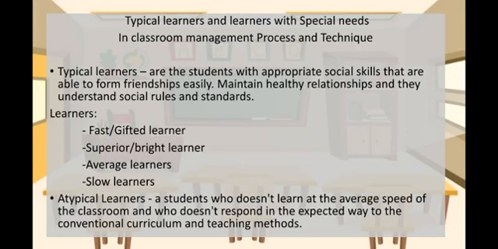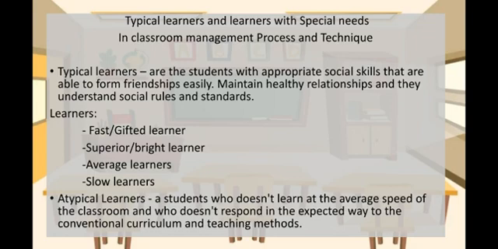Typical learners and learners with special needs in classroom management process and technique. First is the typical learner. So what is the typical learner? Typical learners are the students with appropriate social skills that are able to form friendships easily. So they maintain healthy relationships and they understand social rules and standards. So they show a generic picture of progress compared to their same-age peers.